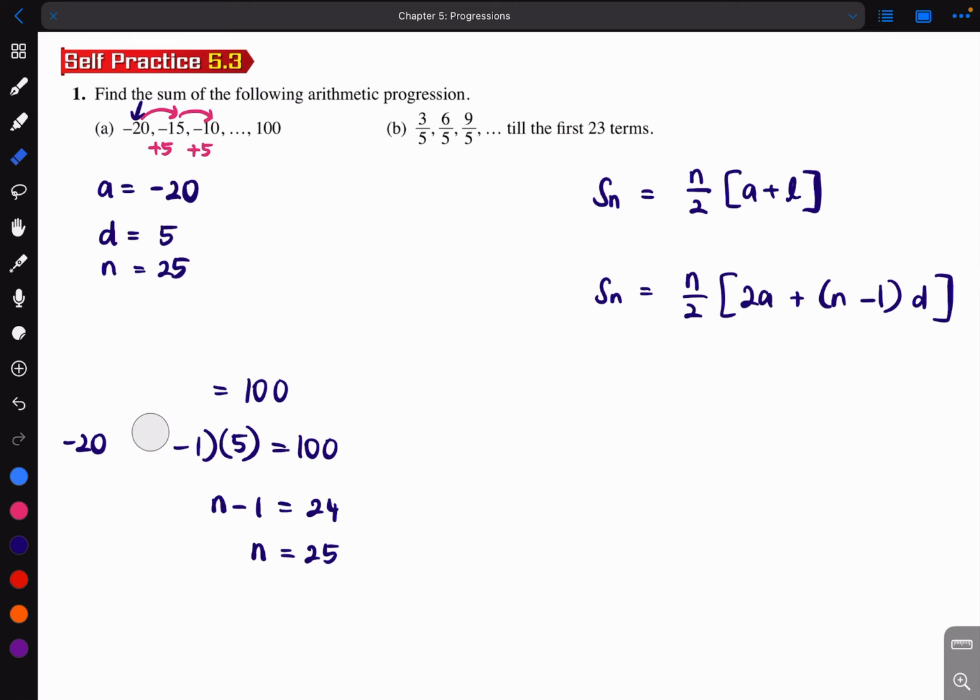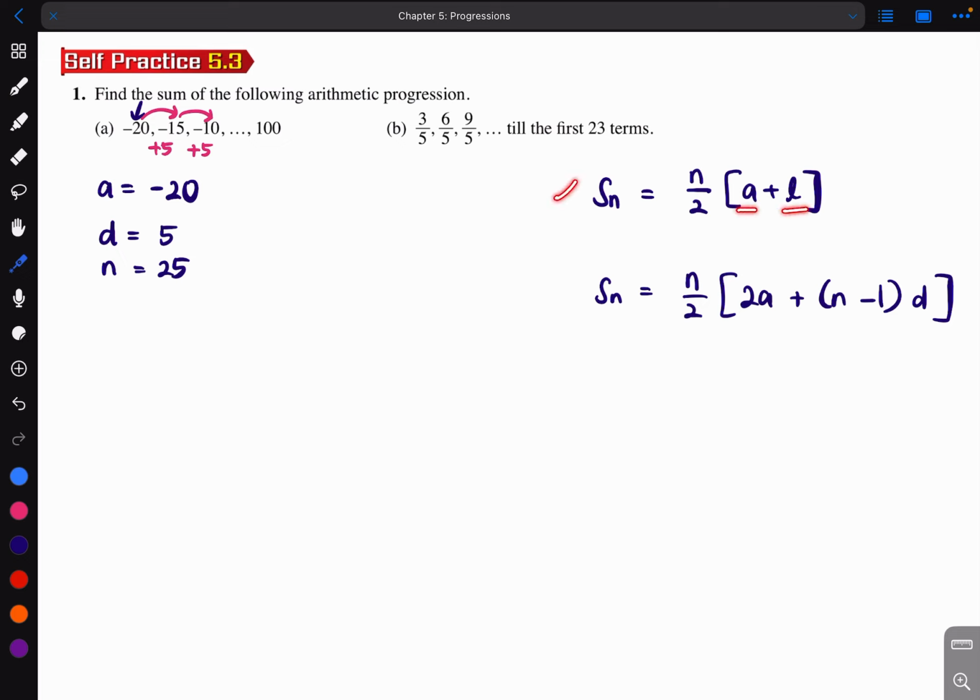So this one I erase first. So we can use any of these formulas, because we have A, L. We can use this one as well, since we have A, n and D. We have everything. Okay, let's just choose the first one since it looks a bit easier.